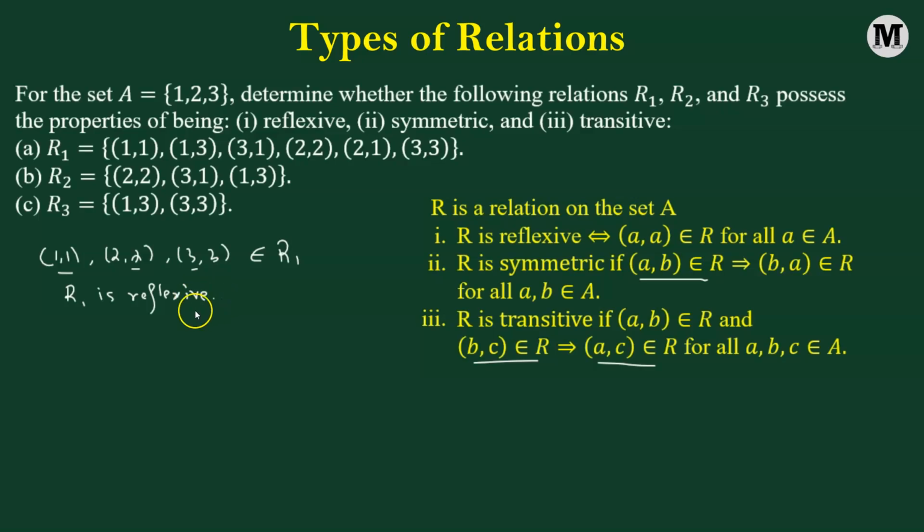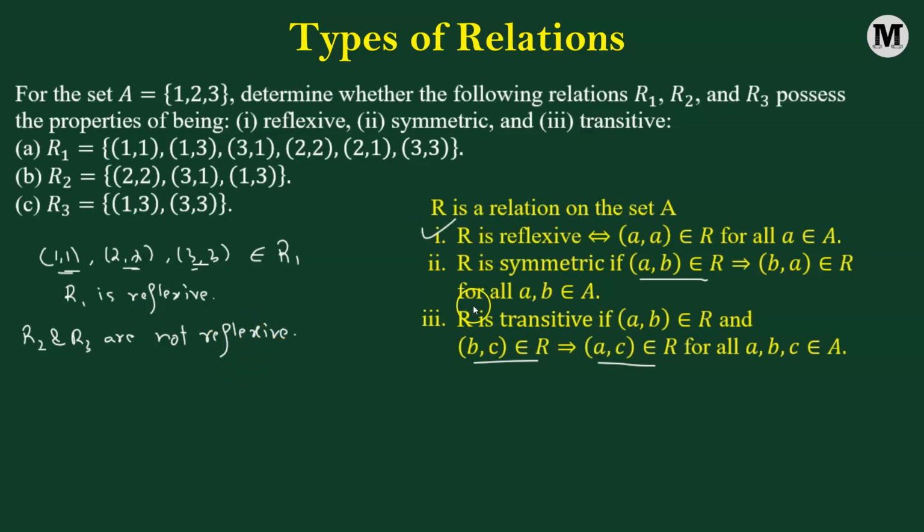Now what about R2 and R3? R2 and R3 are not reflexive, because all of these three ordered pairs, (1, 1), (2, 2) and (3, 3), are not present in R2 and R3. So that makes them not reflexive relations.